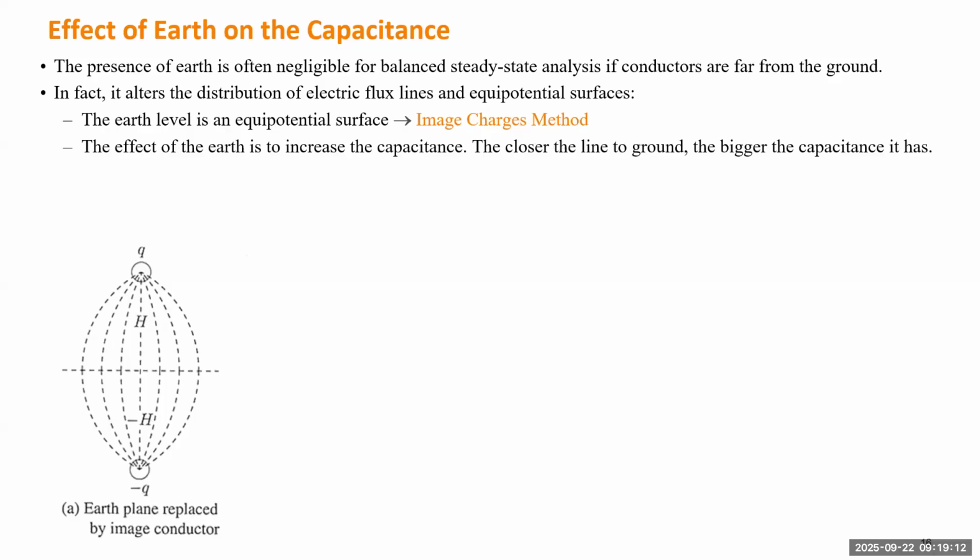So we can get rid of the ground surface, and we add another conductor with exactly the same value of charge, but with the negative sign. Because when you put a Q and a negative Q in space, their middle surface will have zero potential, which is equivalent to having the ground surface there, right? Because the ground will always have zero potential. When you put a Q and a negative Q, that middle plane will have zero potential. So it's the same as calculating the capacitance for this case.